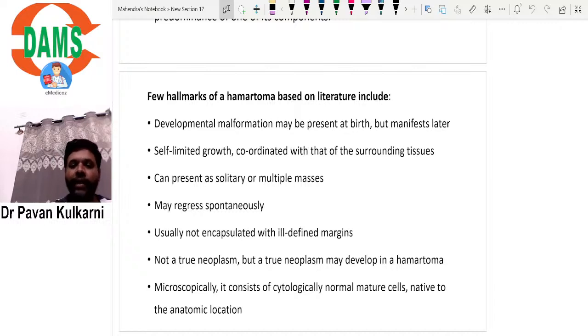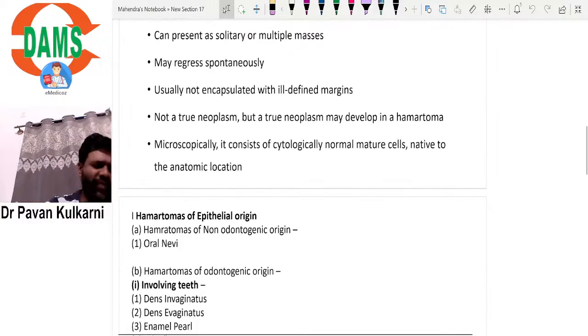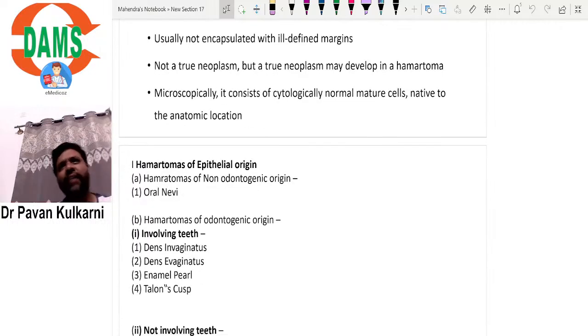Now after knowing that, let us understand certain classification. Broadly, we can divide hamartoma based upon the tissues. All of us know that we have 4 basic tissues in the body: epithelial tissue, connective tissue, the nervous tissue, and the muscle tissue. In the connective tissue, bone is also included, and blood vessels are included. Now, if I take epithelium, I will divide that epithelium into non-odontogenic and odontogenic.